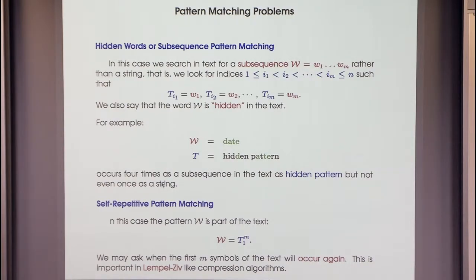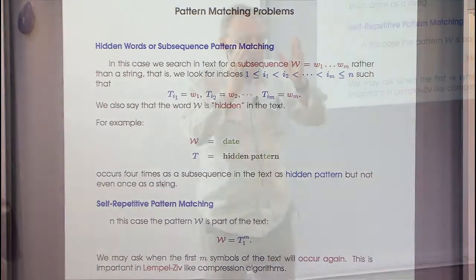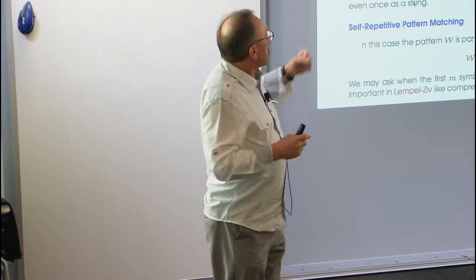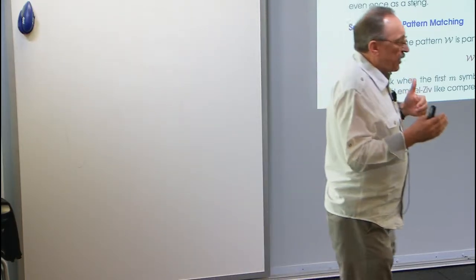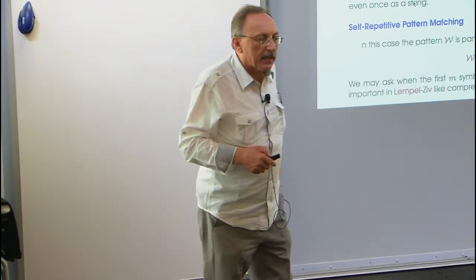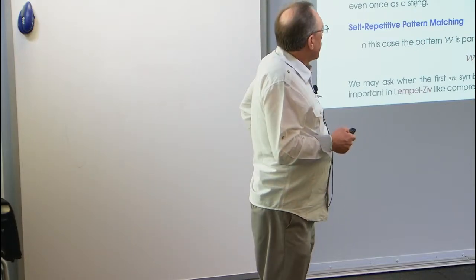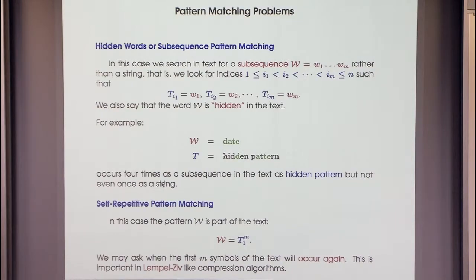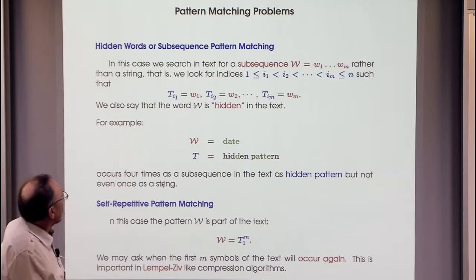I might assume that the gap is bounded by some numbers, and I might assume that some symbols have to be within a bounded region and some not. If all of the gaps are unbounded, I call it unconstrained pattern matching. So for example, the word date does not occur in the hidden pattern as a string, but occurs as a subsequence, as you can see. So this is sometimes called hidden pattern matching.